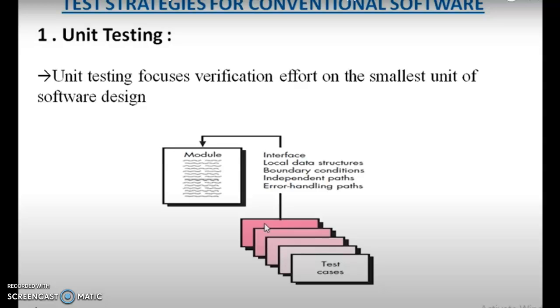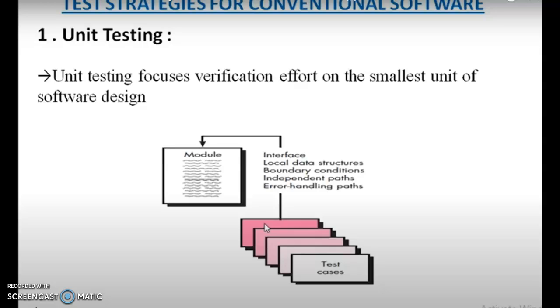There are four types of testing: unit testing, integration testing, system testing, and validation testing. We have to move through all these four types of testing in conventional software development also. First of all, the unit testing. How unit testing is applied in conventional software, that we have to discuss now.